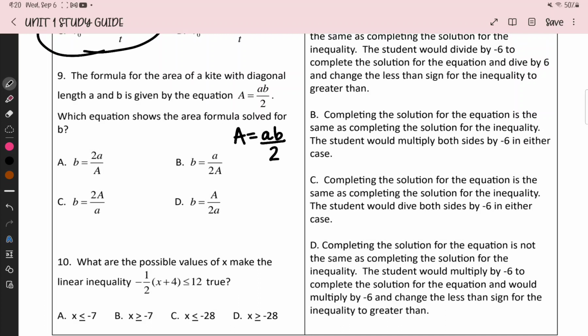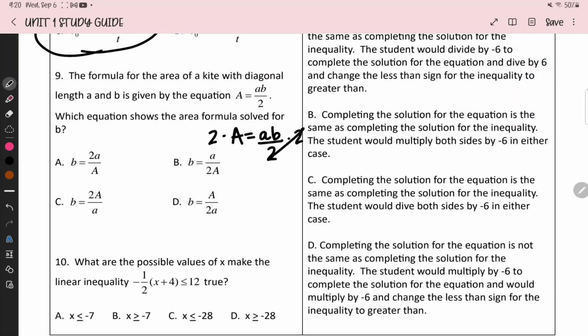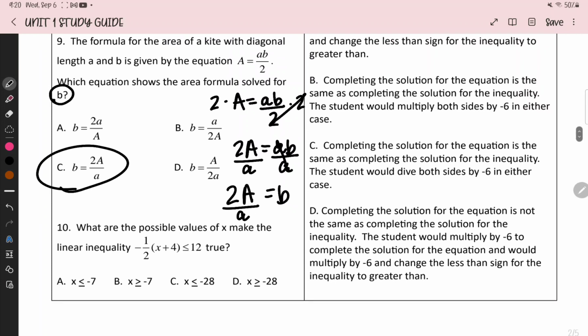So again, I've got a fraction. The first thing I'm going to do is get rid of that fraction by multiplying both sides by the denominator. When I do that, it cancels on the right. So I've got 2 capitalized A is equal to AB. All right, I only want B. That's what they told me to look for. So I'm going to get the A away from it by dividing by the lowercase a. So B is equal to 2A over A. And that is my final answer. And the answer there is C.